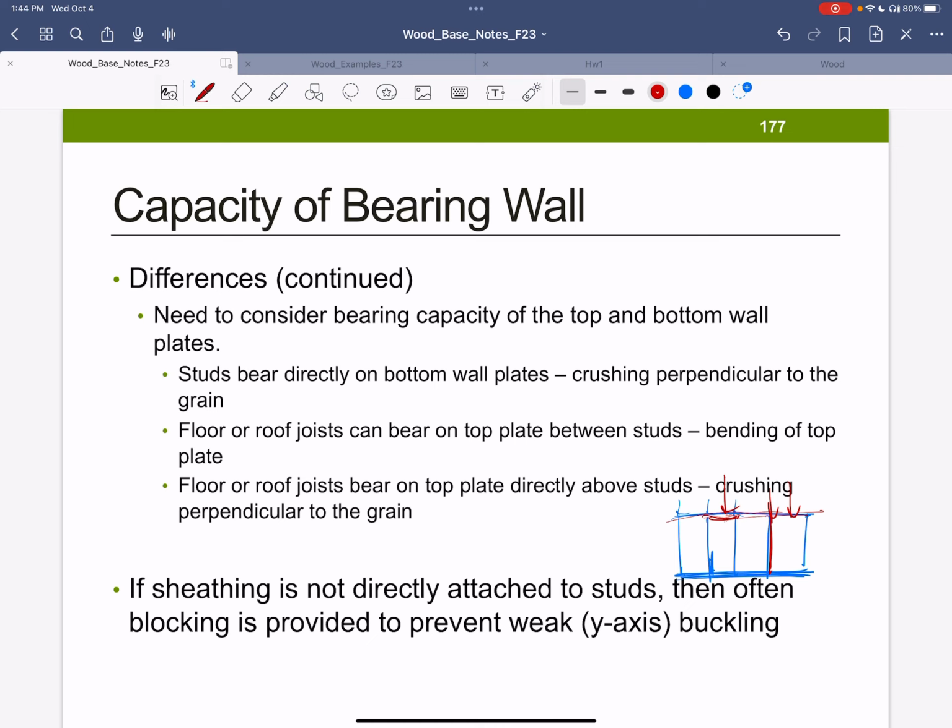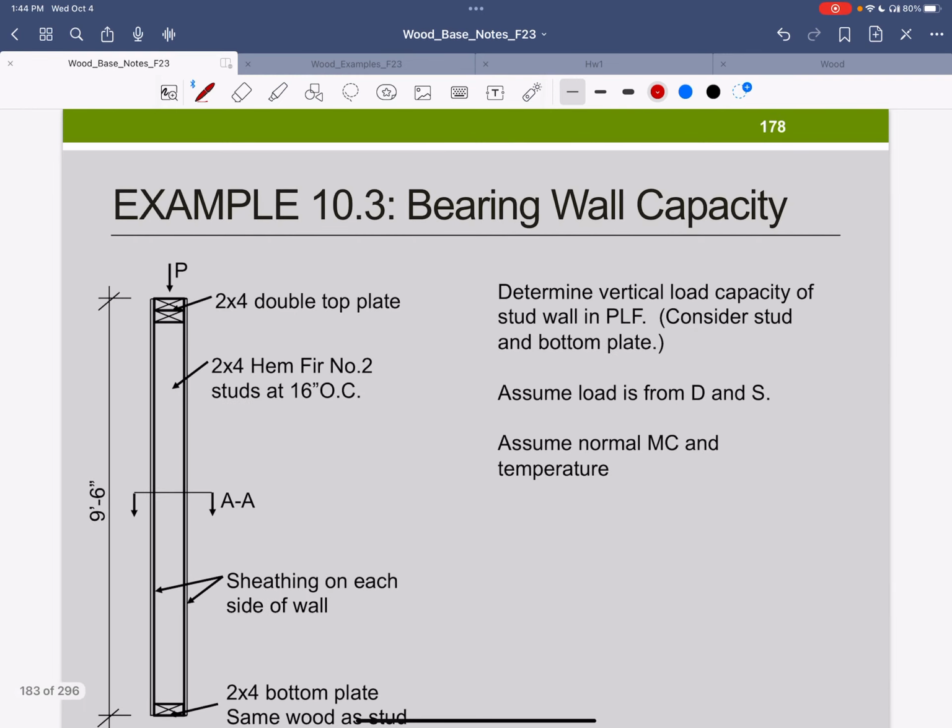If you don't have that sheathing directly attached, then you're going to want to block it against that y-axis buckling. So something in here to keep it from moving side to side. But typically that sheathing is going to be attached to the studs.